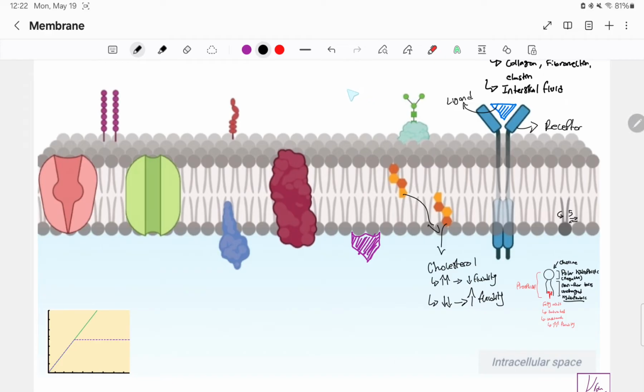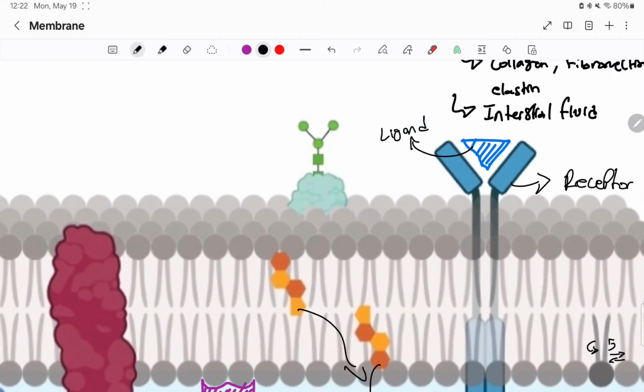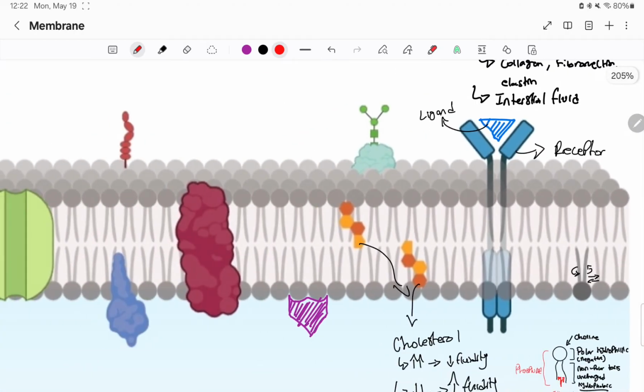I'm sure everybody has heard of the hormone insulin, okay? Insulin is responsible for what? It's responsible for lowering blood sugar. You know how it does that? That hormone insulin is considered a ligand. So let's say that hormone insulin will be our ligand, and it will bind to its receptor on the cell membrane of a specific cell, okay?